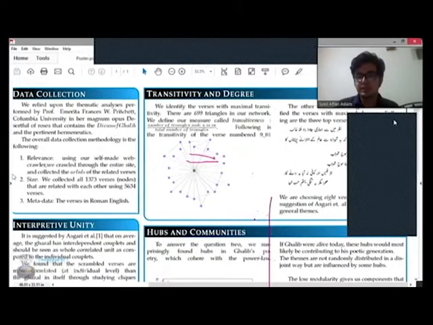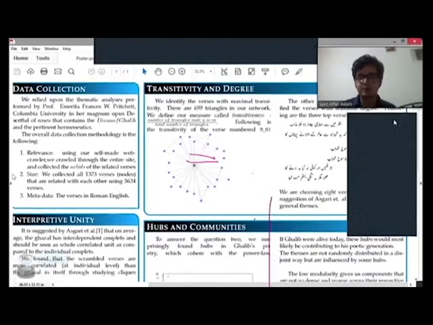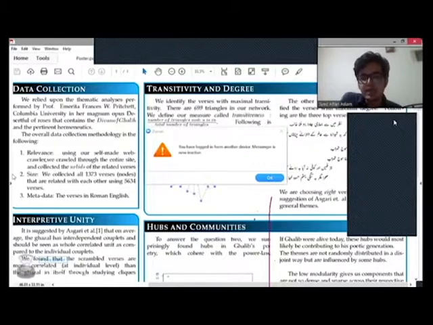So the other measure was very cliched in a way, that it was degree. We tried saying, if a verse has a huge degree, or whatever degree it has, then that verse can be looked at as a theme.